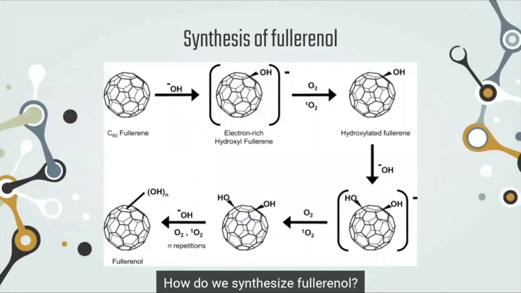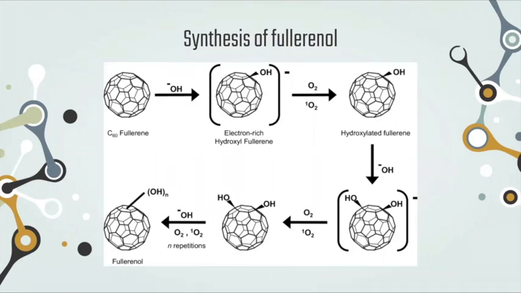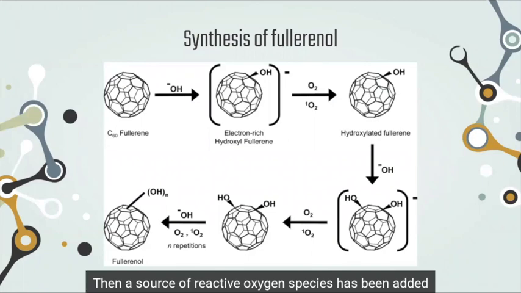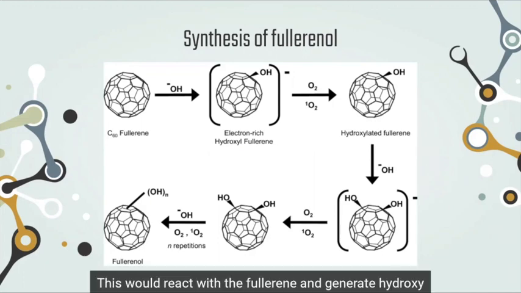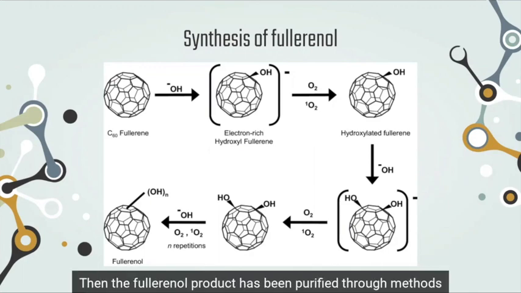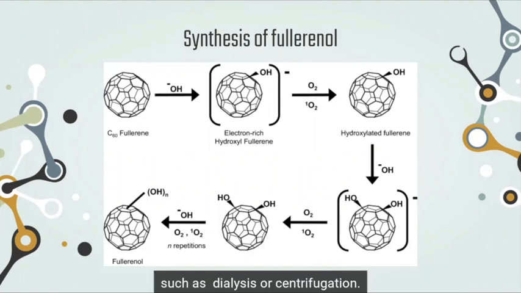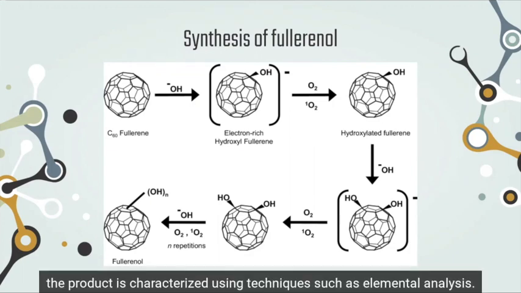How do we synthesize fullerenol? First, fullerene is dissolved in an appropriate solvent to form a solution. Then, a source of reactive oxygen species, such as hydrogen peroxide, is added to the solution. This will react with the fullerene and generate hydroxyl radicals, which will attack the carbon atoms in the fullerene and add hydroxyl groups to the structure. Then, the fullerenol product is purified through methods such as dialysis or centrifugation. Lastly, the product is characterized using techniques such as elemental analysis.